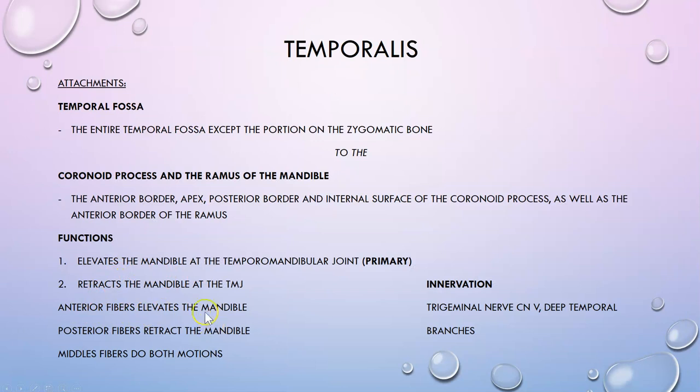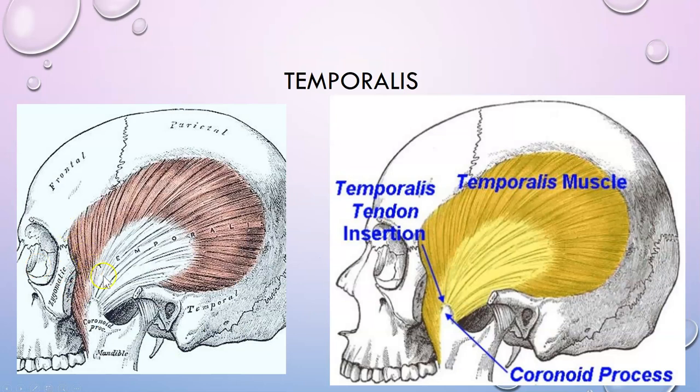The anterior fibers elevate the mandible, the posterior fibers retract, and the middle fiber does both. So we see here the anterior fibers pull the jaw up in closing, elevation, and the posterior fibers back here, you see the direction of the fibers and the vector of angle of action they'll do. They will pull the mandible back, thus pulling it back posteriorly, which we know as retraction.